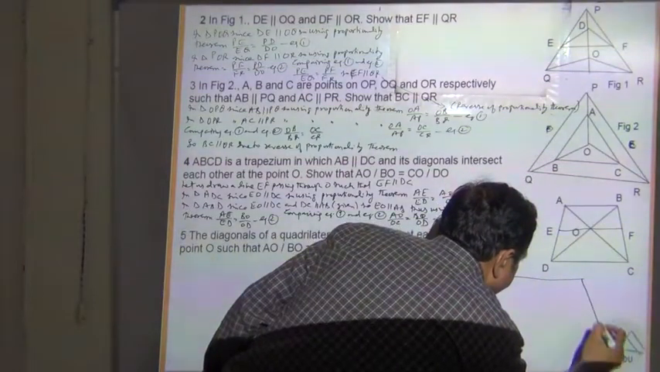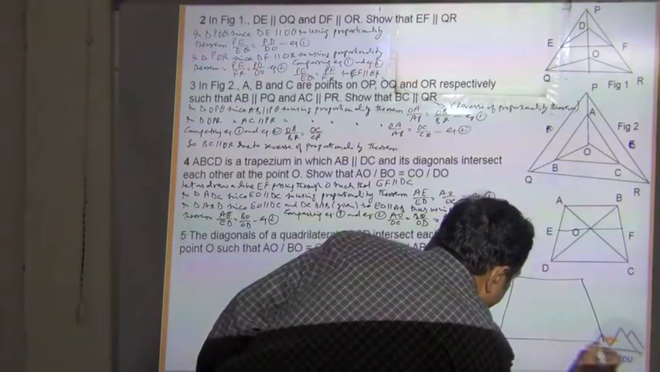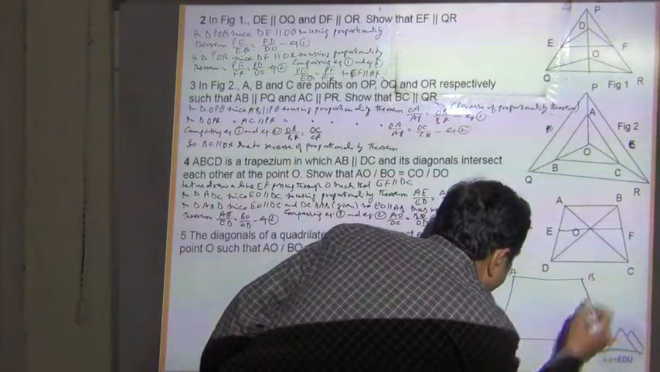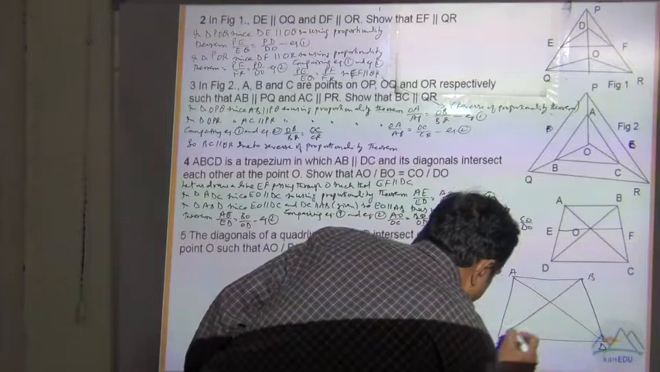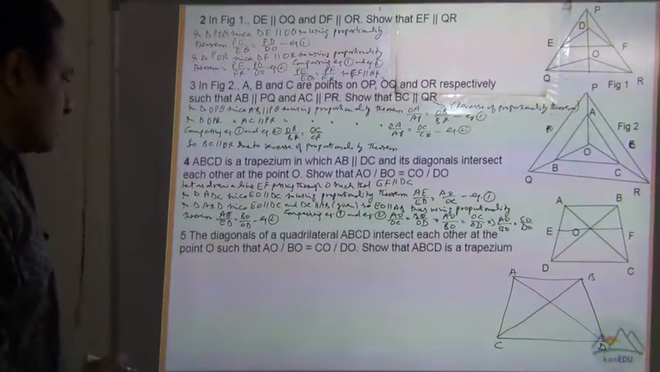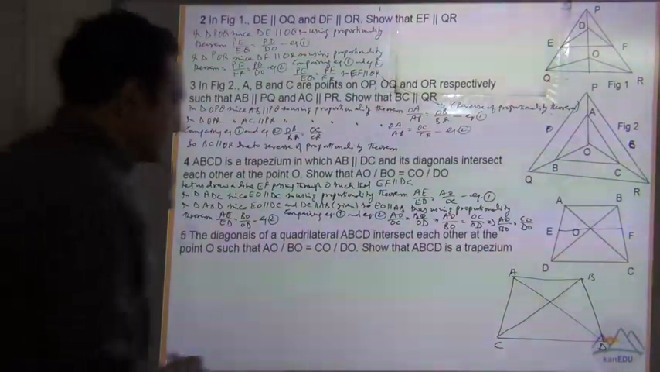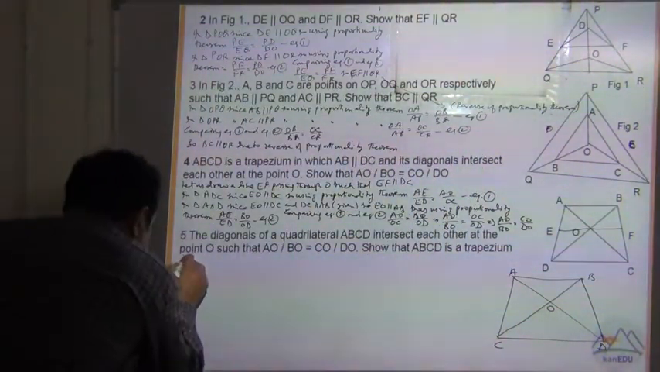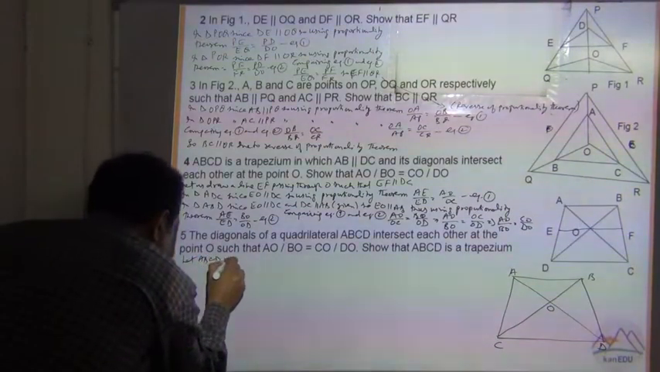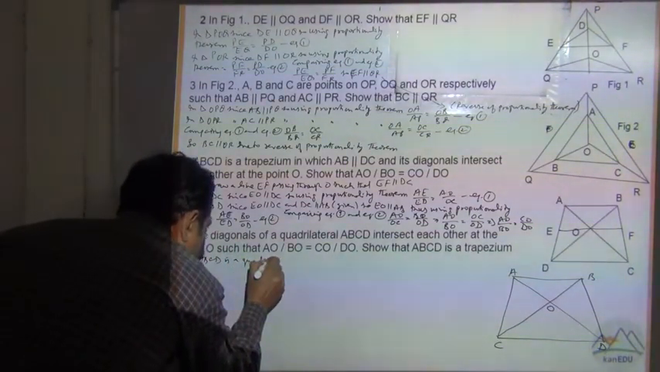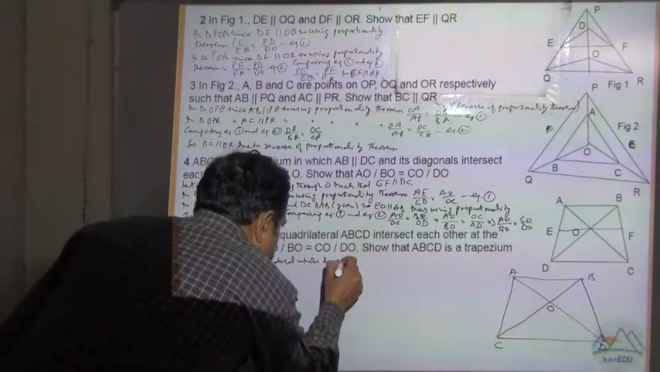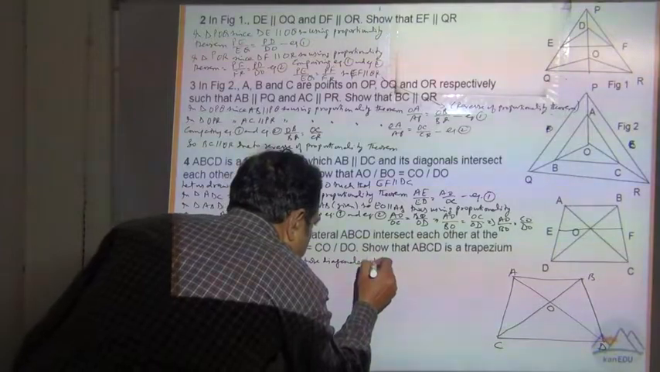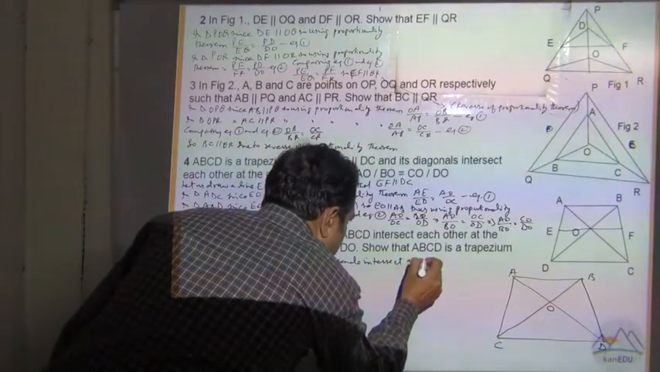Let ABCD be a quadrilateral whose diagonals intersect at O.